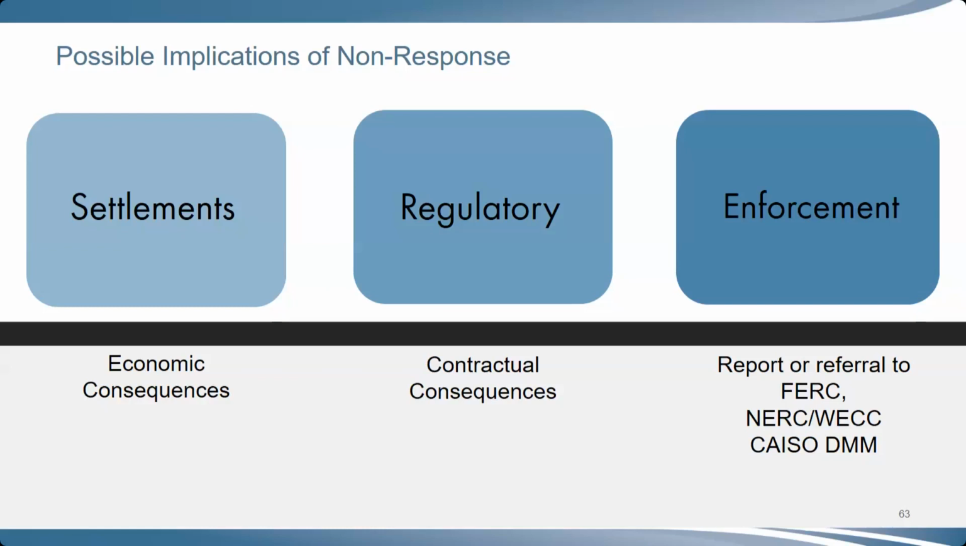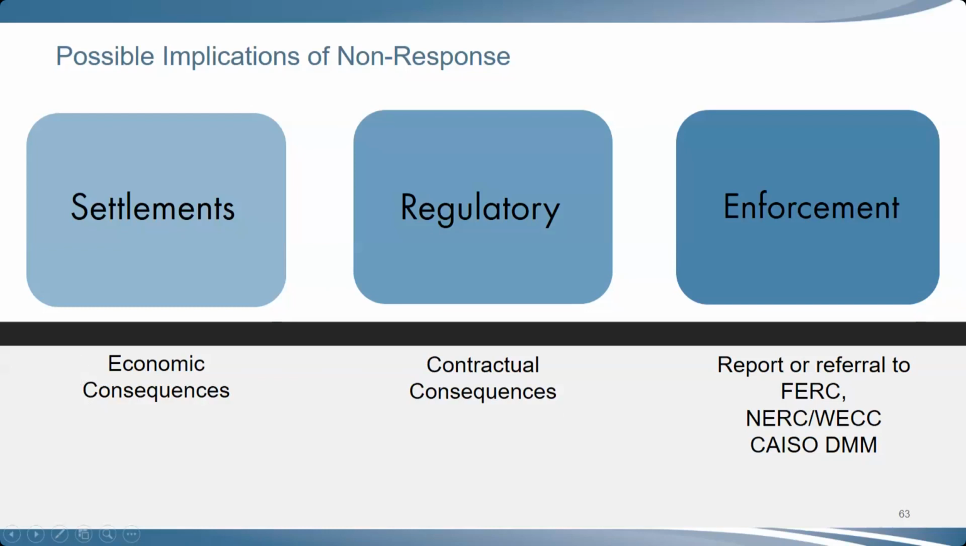There are also possible reliability penalties that are assessed against the ISO for noncompliance. Those might be allocated back to the scheduling coordinators that were noncompliant. From a regulatory standpoint, there are contractual consequences for failure to comply with dispatch and operating agreements. As part of the onboarding, testing and preparing, there are contractual agreements that have been put in place, and you want to make sure that you're operating according to those.